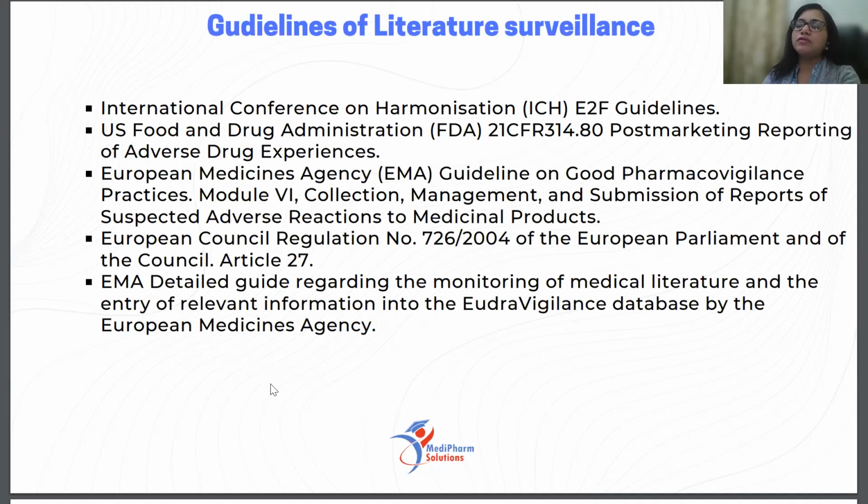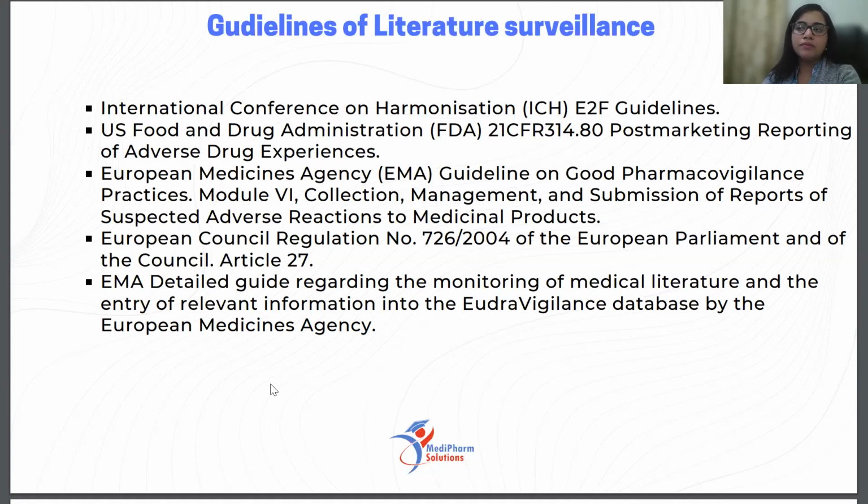And apart from that, these are some of the guidelines for the literature surveillance. As I said, we follow the same guidelines we follow for the ICSR reporting, for the post-marketing products or the clinical trial products. It's basically the ICH E2F guidelines and the FDA 21 CFR 314.80 post-marketing surveillance guidelines, or the clinical trial guidelines, and the EMA Module 6 guidelines for the ICSR reports. EMA has its own detailed guide regarding the literature surveillance process, how we do it, and how we enter this relevant information into the pharmacovigilance website.